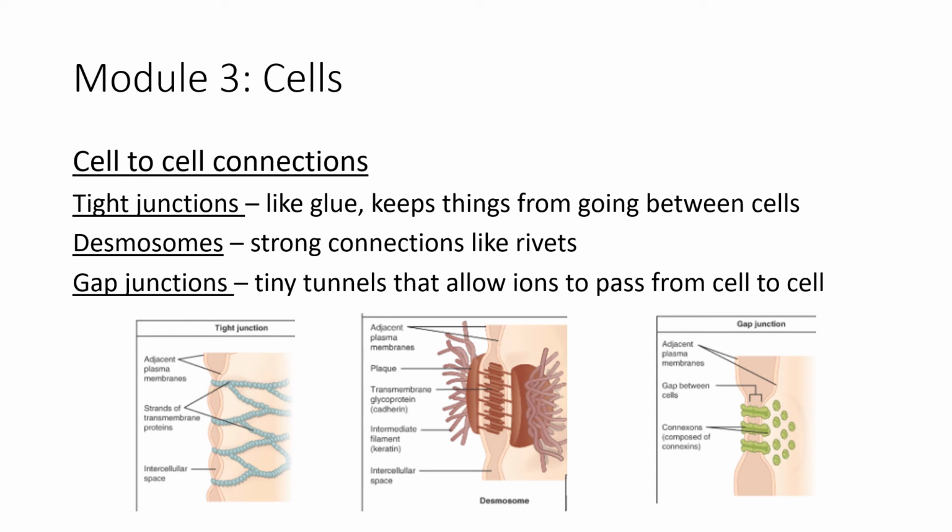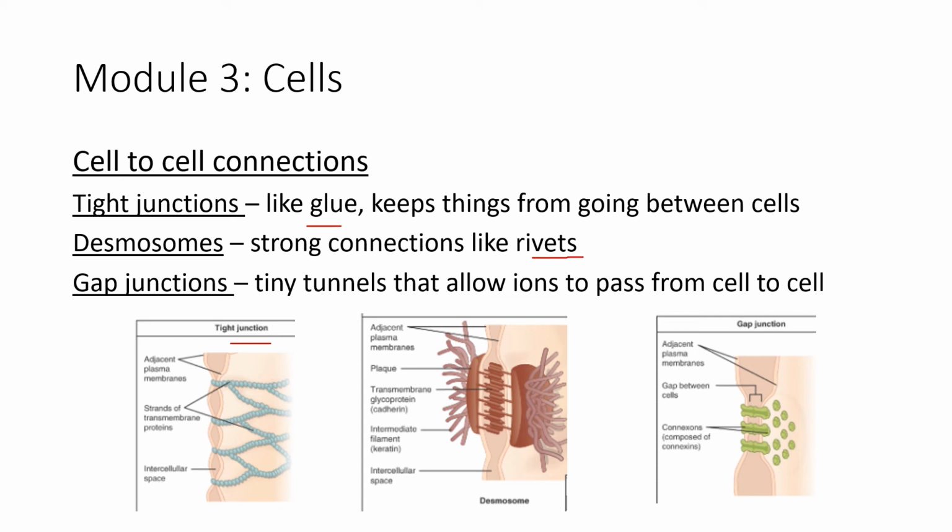Cells also are connected to one another. Some have what we call tight junctions, and here's an example of it on the bottom left here. All sorts of connections between the two cells. I refer to it as kind of like glue. It really keeps things from going between the cells.